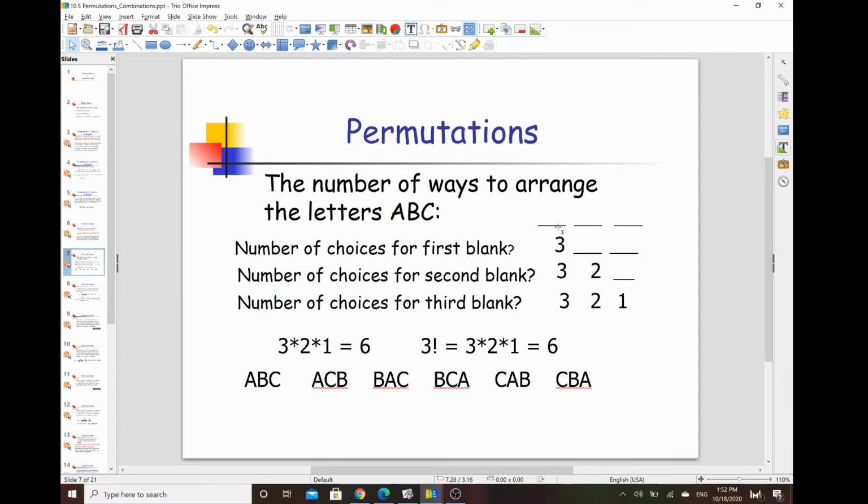So 3 blanks, 3 letters that you want to choose. You start with 3, and once you pick 1 letter, you only have 2 left. Then you pick another one, so you have 1 left. So 3 times 2 times 1, which is 6.